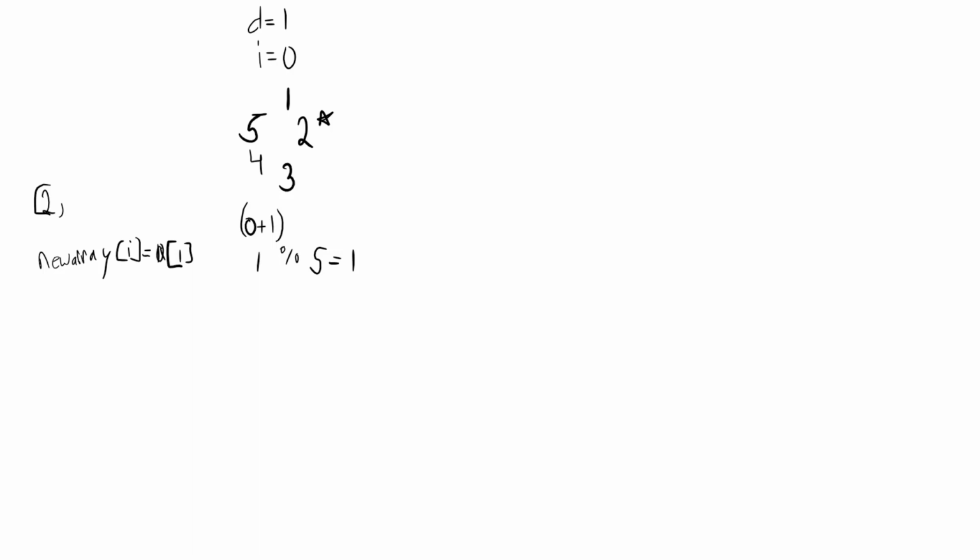Now for the second iteration, it'll say that 1, 2, 3, 4, 5. Now we have I plus plus, so I is going to be 1 plus 1. So it'll be 2 modulus 5, which is going to be equal to 2. So we're going to say that new array at position 1, because I is 1, is going to be equal to A at position 2. So A at position 2 is actually 3.